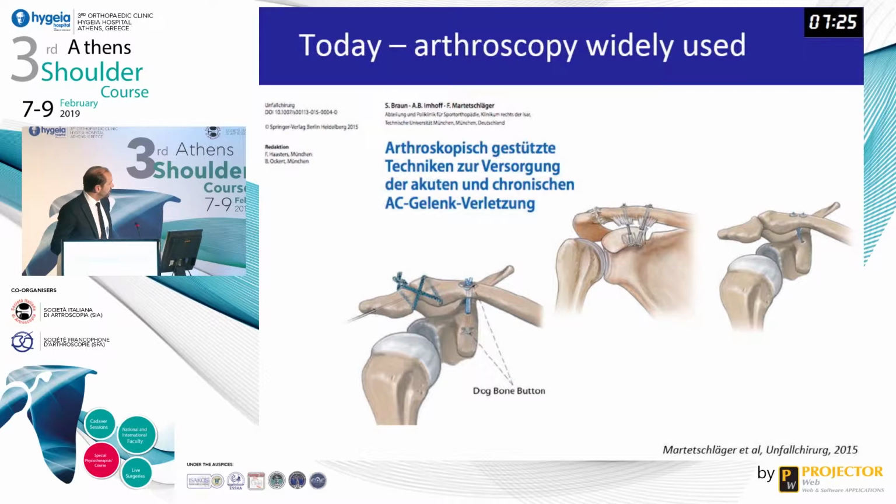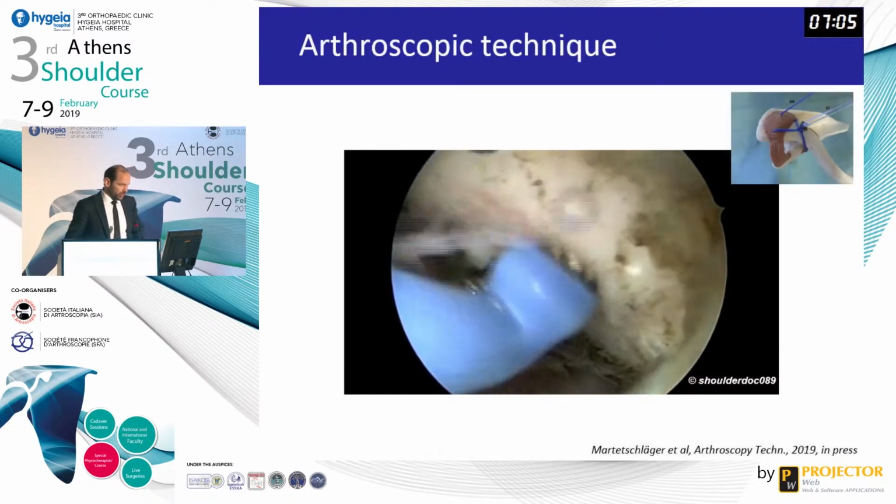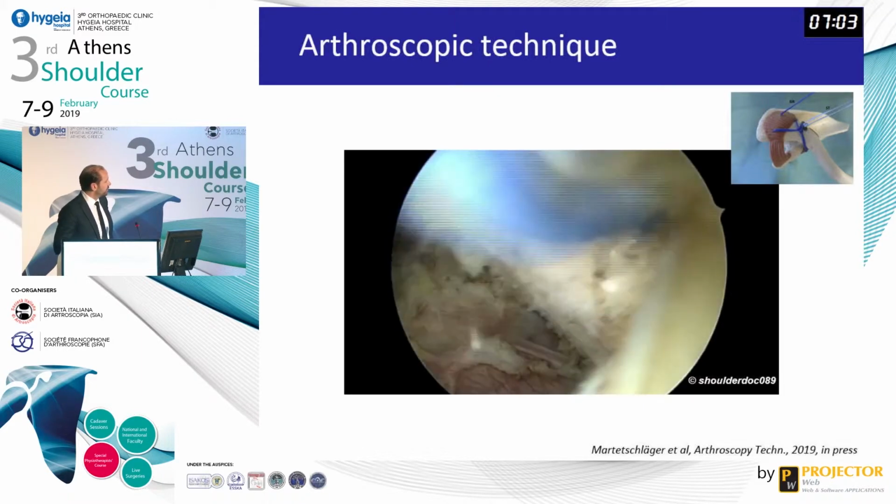This is how we started it years ago in Munich. We did a double tightrope technique to restore both of the CC ligaments separately. This is what we added some years later, an AC joint cerclage to address the horizontal stability. We're going to talk about this later, but this is widely used today. I'm going to show you the arthroscopic technique that we are doing now.